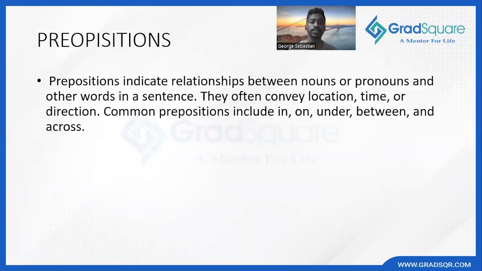And the next one, which is prepositions. So what are prepositions? By definition, we can say that prepositions indicate relationships between nouns or pronouns and other words in a given sentence, right? In basic terms, they often convey location, time, or direction. Some of the common prepositions include words like in, on, under, between, and across. These all come under the category of prepositions.